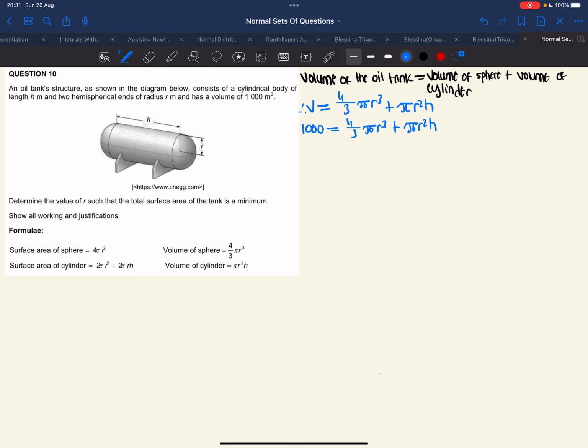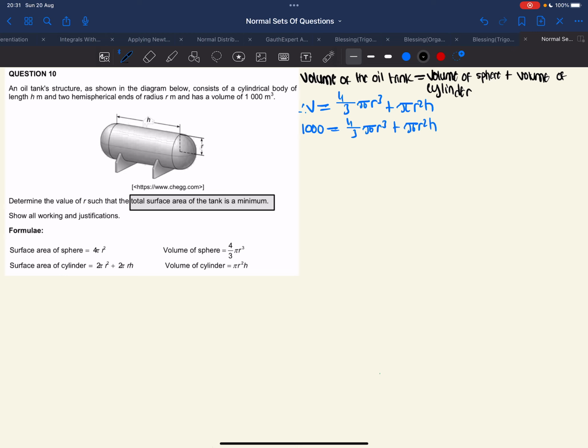Now what we need to do is solve for h. We're going to make h the subject of the formula, because this kind of question is what we call an optimization question. Remember, the keywords you need to look out for are find the total surface area of the tank is a minimum. So we're going to do the first derivative, and they say determine the value of r, so we need to differentiate in terms of r. The only way is to make h the subject of the formula in terms of r. Do you understand?